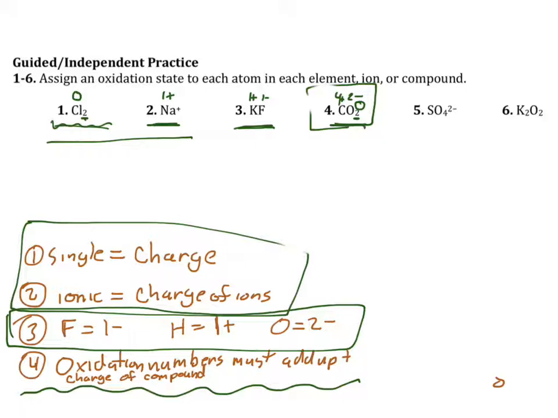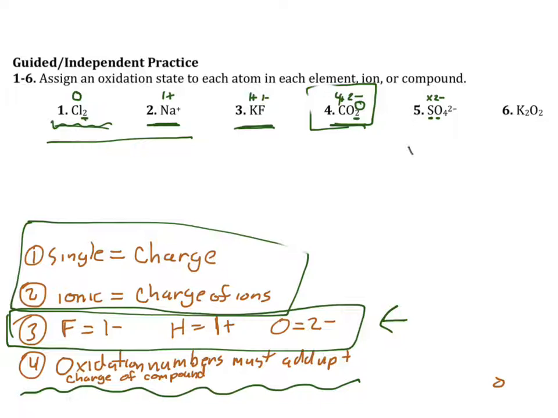Again, number 5, it's a polyatomic ion. So it's not an ionic compound per se because these are covalently bonded together. A polyatomic ion is a group of covalently bonded atoms that have an overall charge. And so what we're going to do is start with rule number 3. We assign oxygen a 2 negative. We don't know what sulfur is, so we call it X.